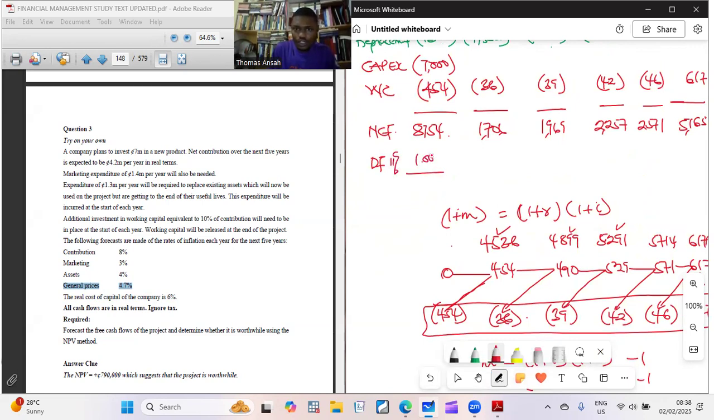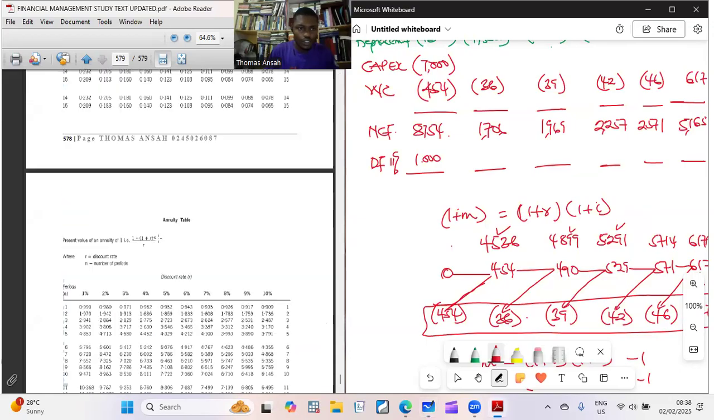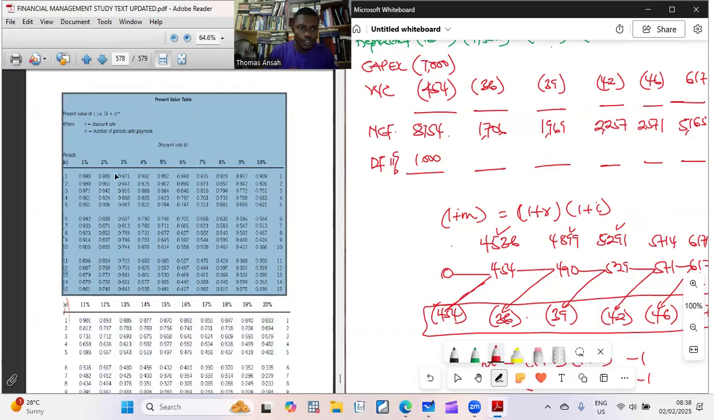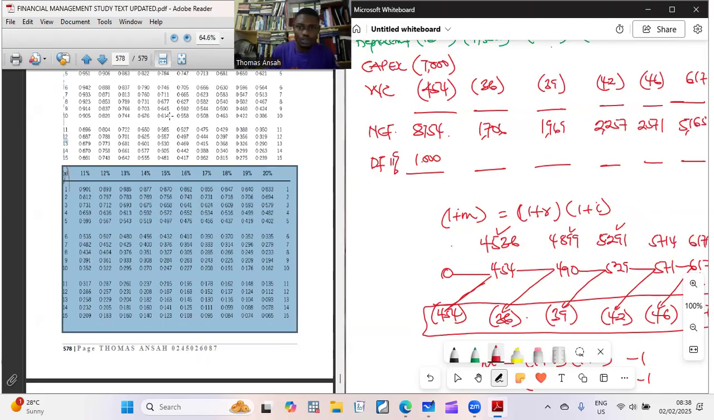And of course, year 0 is this. Let's go and use our table to bring it in. So per our table of discount factor, where is 11%? 11% is here. Let's confirm. Yes, that's the discount. 11% is here. So year 1 of 11%, 0.901. Year 2, 0.812. Year 3, 0.731. Year 4, 0.659. Then year 5 is 0.593. So we just do our multiplication. Don't forget this one is a negative figure. Let's do our multiplication. So this one will be maintained.